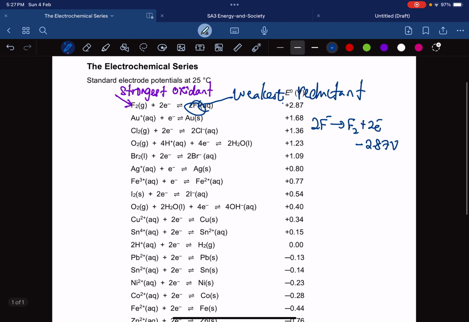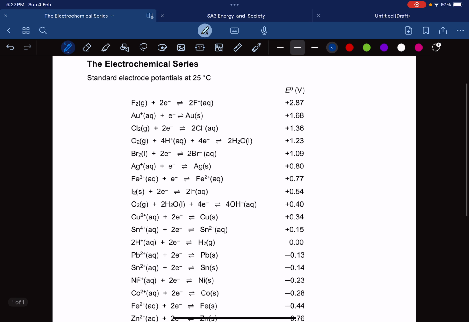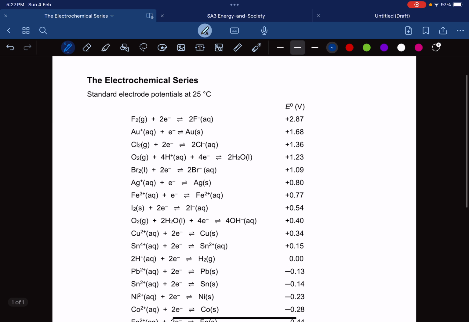And this series is very important because it will be given to you during the exam, and you're going to be using this table to predict reactions. And that is what we're going to do next.